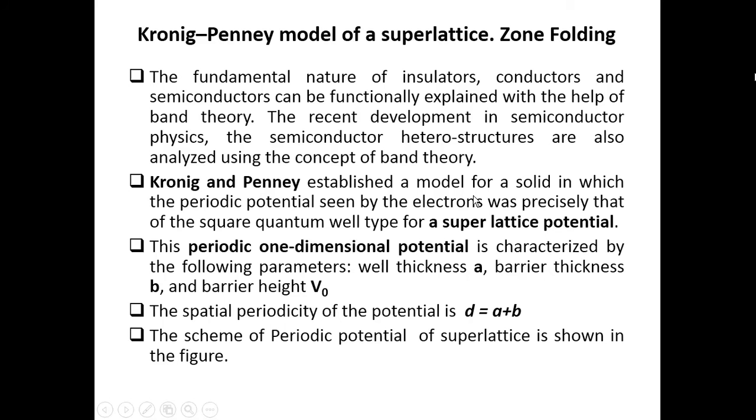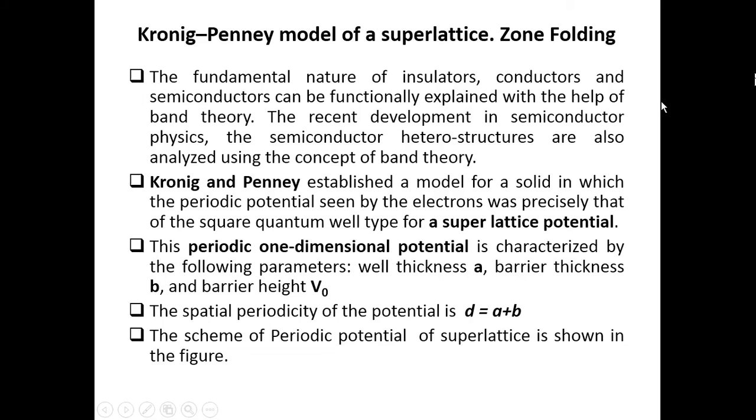Kronig-Penny established a model for a solid in which the periodic potential seen by the electrons was precisely that of the square quantum potential. This square quantum potential well type is called the superlattice potential. So, superlattices are essentially multiple quantum wells.